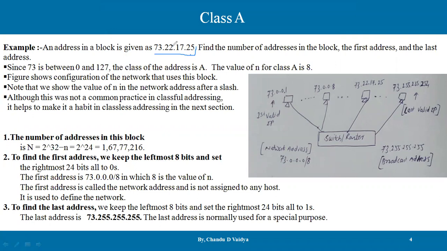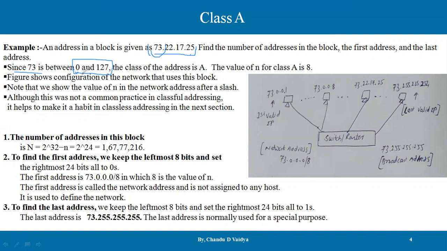So before that, we first have to analyze the first value of that given IP address, which is 73. So 73 is between 0 and 127. In order to solve any problem with two level addressing, guys, we first look at the first octet of the given IP address, which here is 73 in this case.